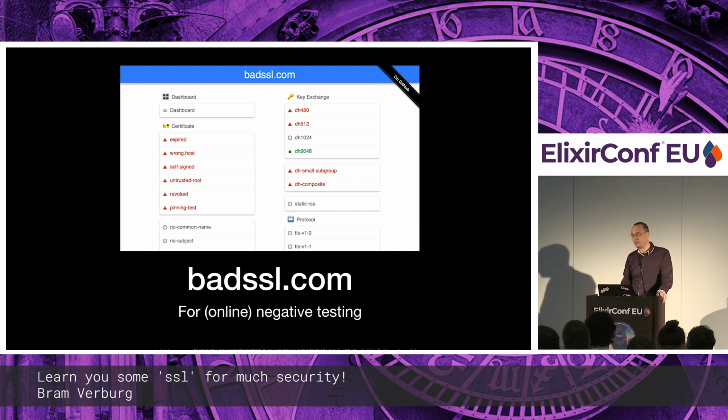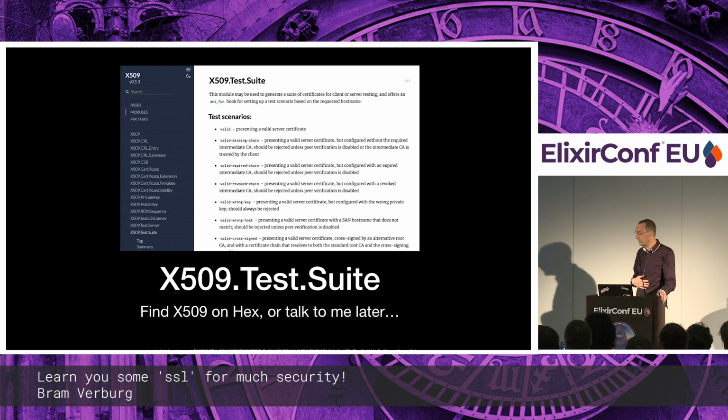Now, for those of you who want to run your tests offline, I've created a package called X509. It does a couple of things, but one of the things it does is that it has a built-in test suite that covers some of the most important of those test cases that badssl.com also supports, but you can use it offline. It doesn't require an internet connection, it doesn't require any external processes, no OpenSSL CLI calls or anything. You can run it within your unit tests and test the negative cases of your TLS client. Okay, if you want to learn more about this, talk to me later.